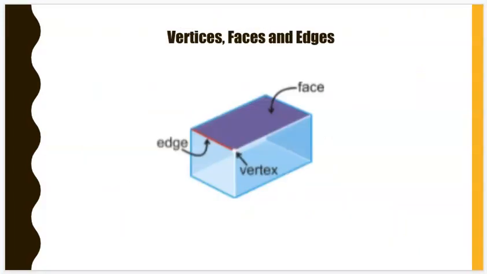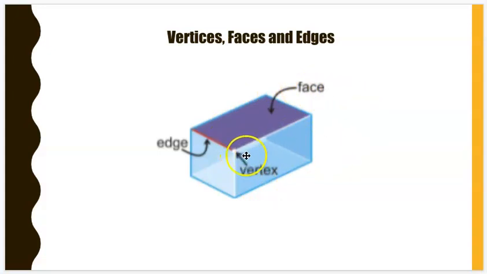Here's an example of a rectangular prism, and you can see that the face is the lateral surface. So in this rectangular prism, there would be 6 faces. An edge is where 2 faces meet. So you can see we have 4 edges here, 4 edges here, and 4 edges here, for a total of 12 edges.